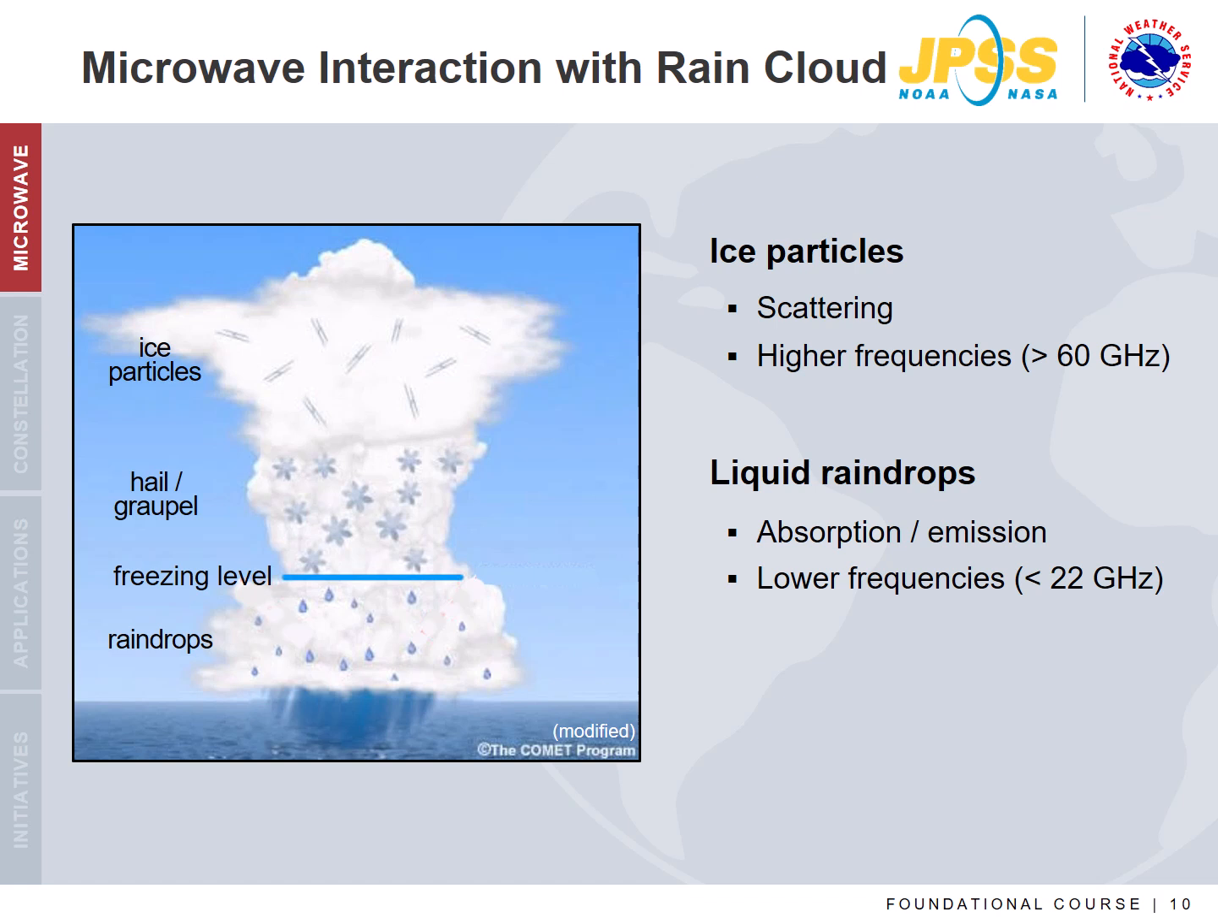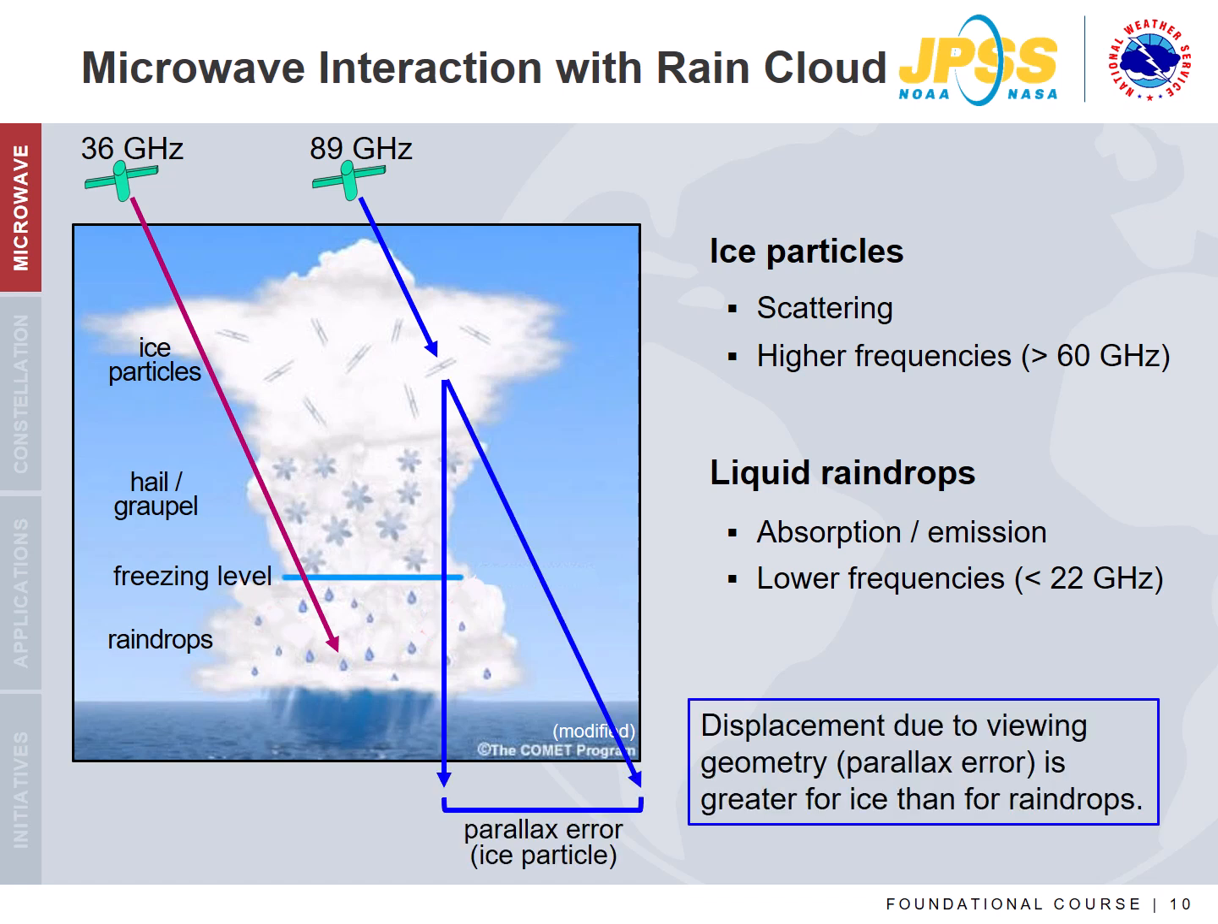In single channel imagery, you'll notice a parallax error as illustrated here. There is a greater displacement for ice particles than for the lower level raindrops. This can be very important, for instance, in the center fixing of tropical cyclones.